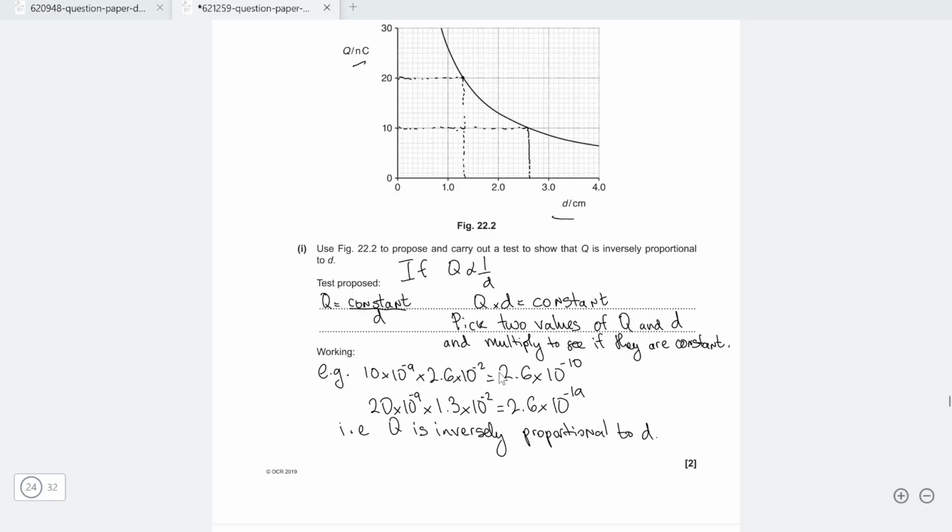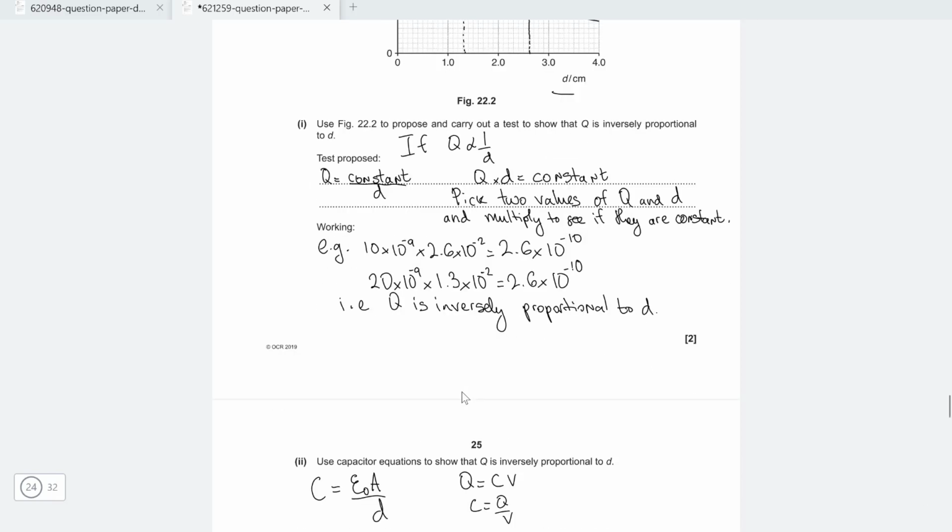So in both of those cases, for this point here and for this point over here, for 20 nanocoulombs as well, when we multiply those two values, the result is 2.6 times 10 to the power of minus 10. Oh, we've got a little typo over here, so let me just correct that. 10 to the power of minus 10.